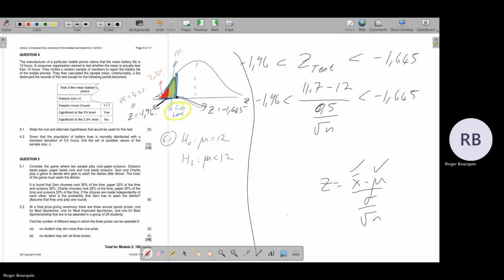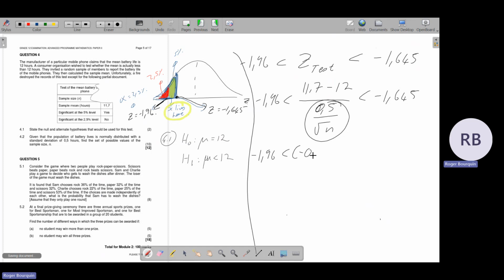Are you happy with that? So we have X bar minus mu over sigma over root n. Now if I put it in the middle here, I get negative 1.96 less than, work out 11.7 minus 12, what's that? Negative 0.3, times root n. Are you with me? So I multiply both sides by 0.5.